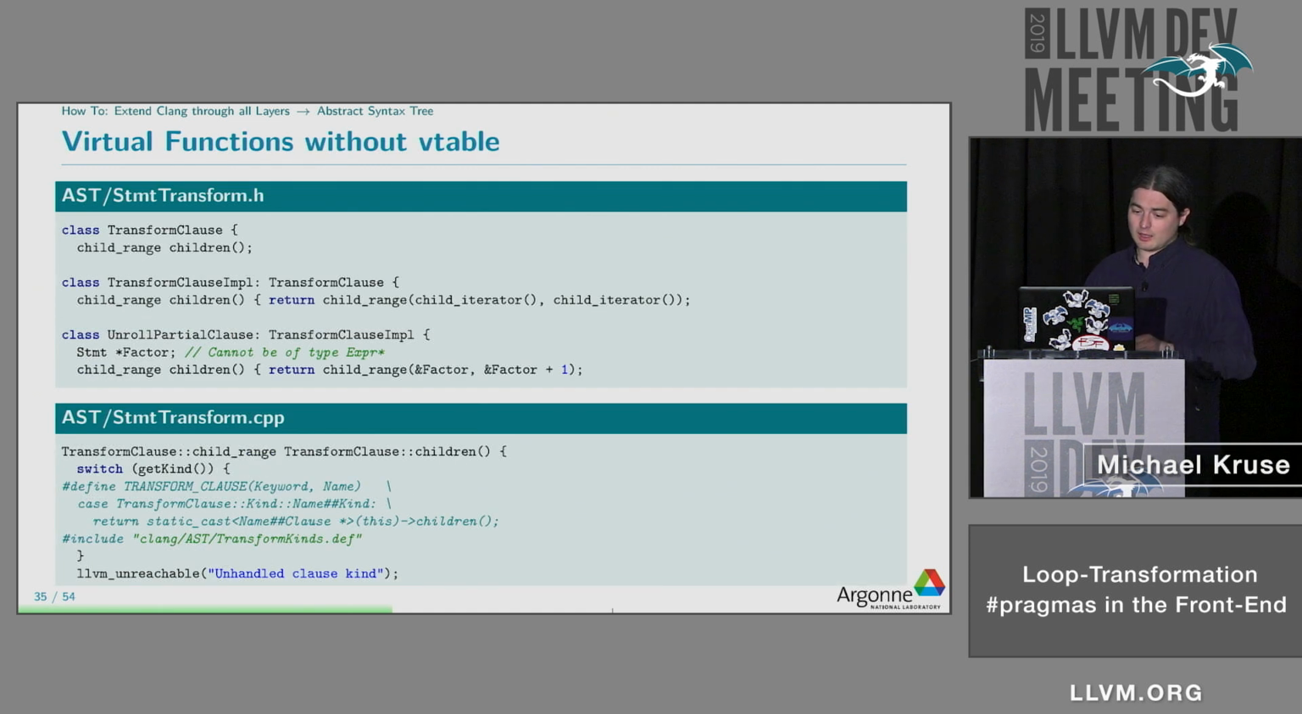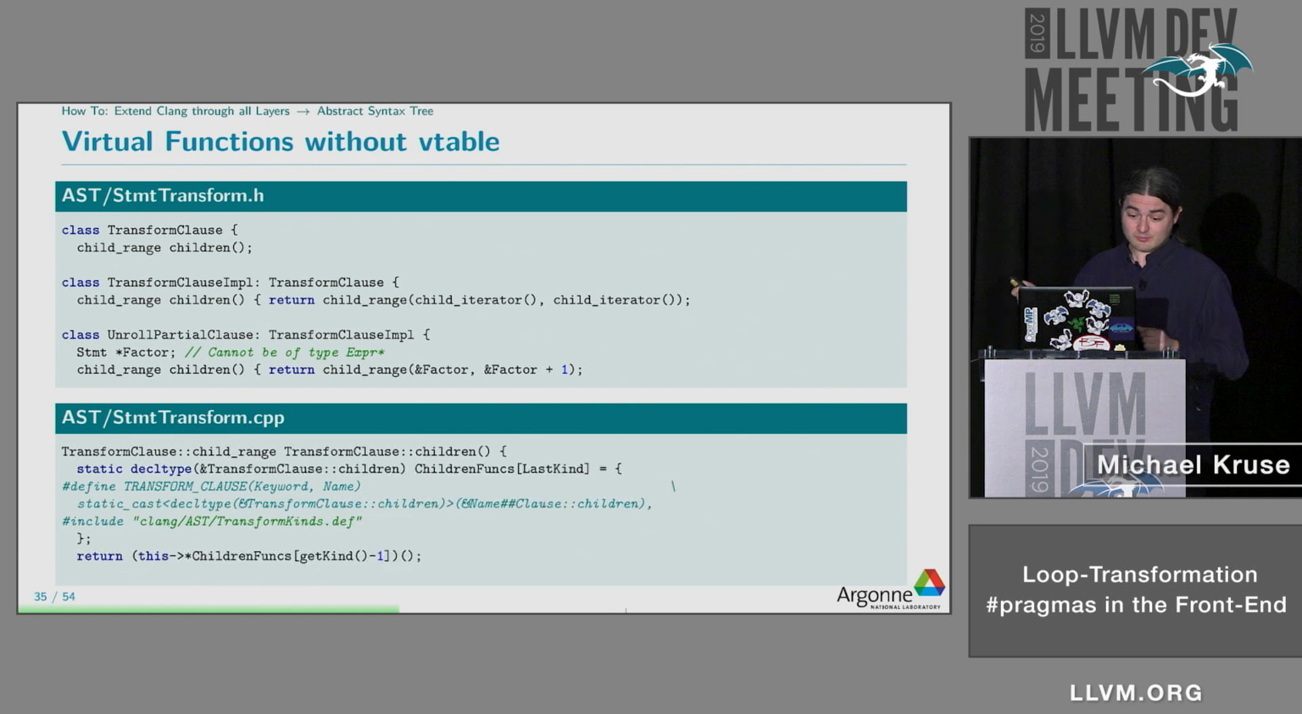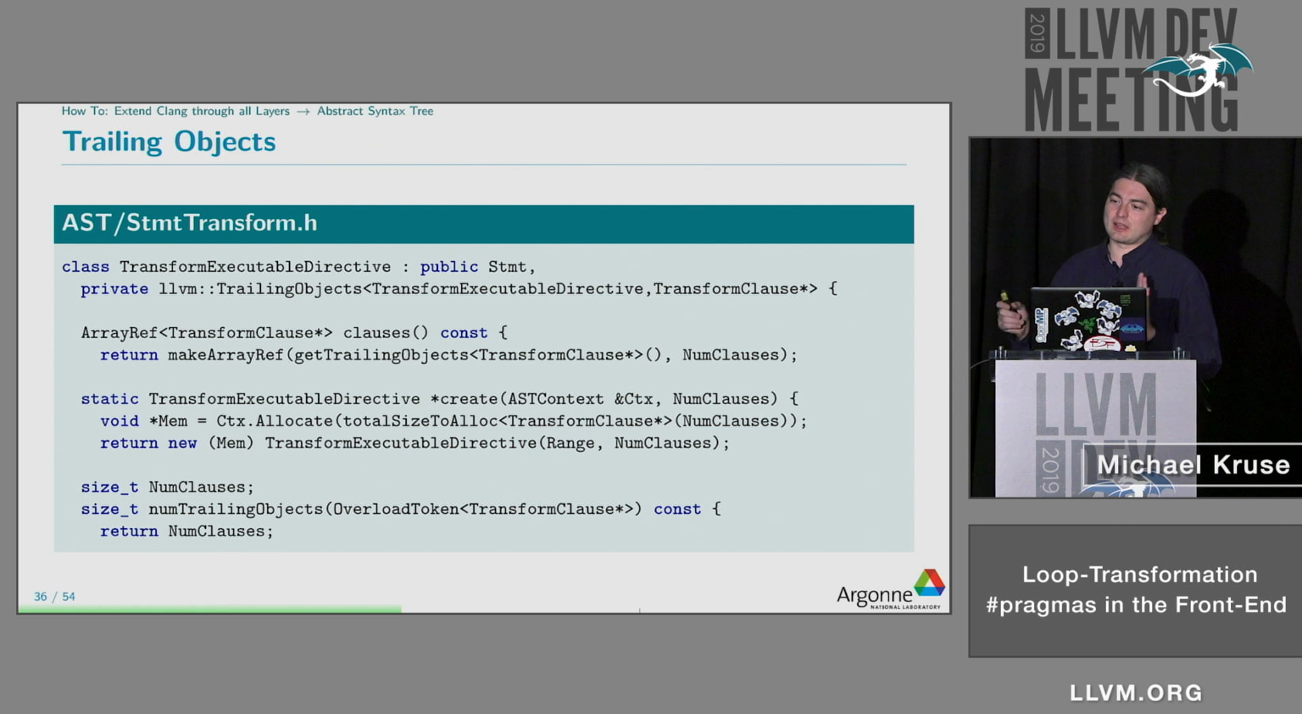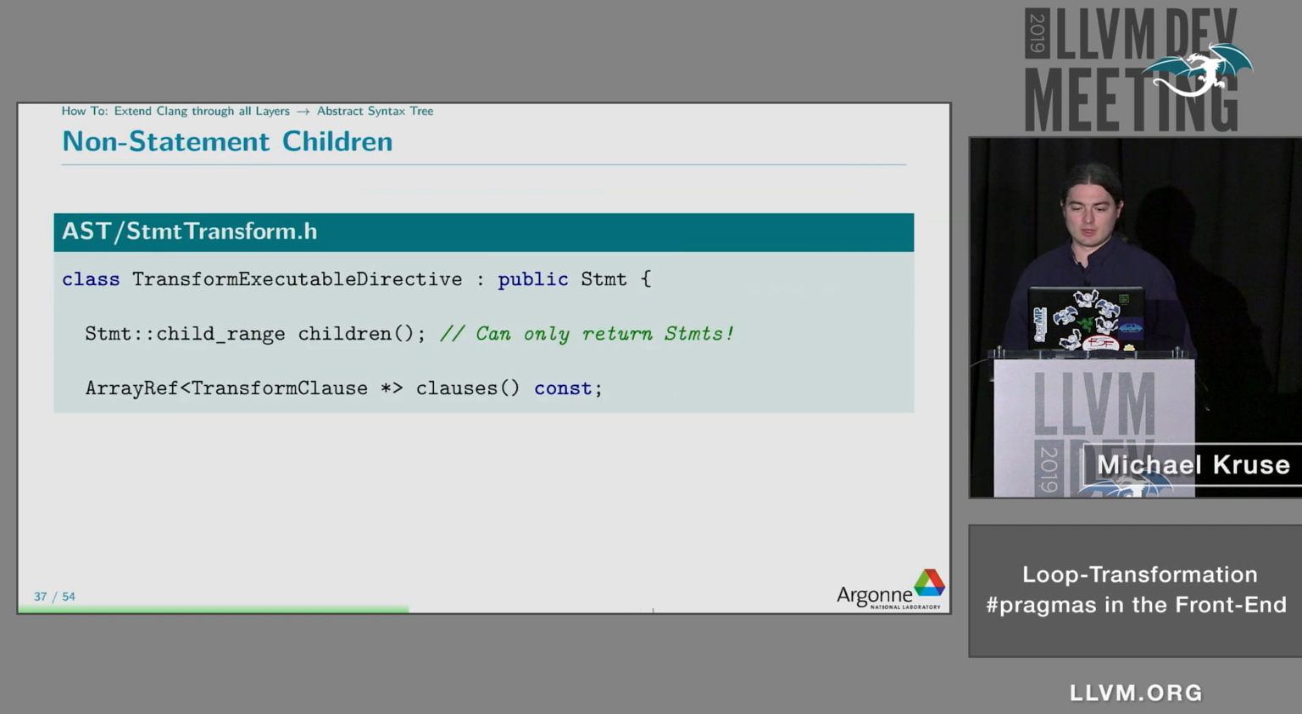You have to do some tricks because, again, you can have no vtable, so you do some kind of hand-rolled virtual inheritance of virtual functions. And there is something, since you can't have a vector in there, if you have a variable number of children nodes, you need to extend it after your own objects using something called trailing objects. You can inherit from this thing.